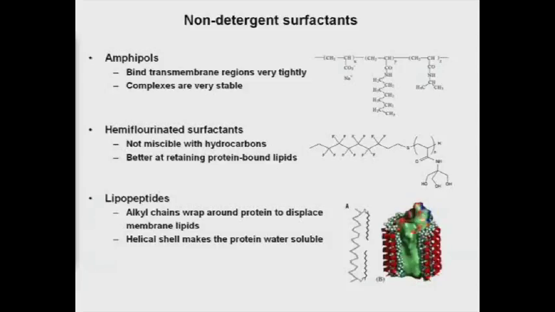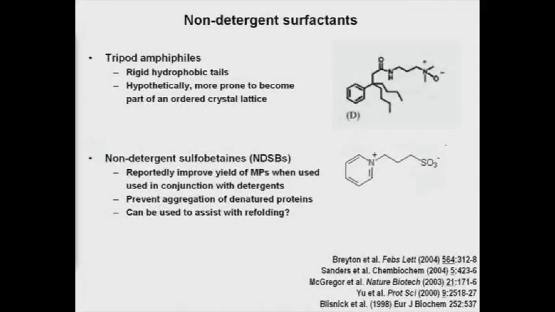Hemifluorinated surfactants are also something that have been experimented with, and these are interesting because they're not miscible with hydrocarbons, and so they therefore tend to be, at least theoretically, better at retaining protein-bound lipids. This is an example of a lipopeptide where we've got a helical peptide which has a hydrophobic alkyl chain covalently linked to the inside of the helical peptide. And like these amphipoles, you get this hydrophobic interaction with the transmembrane region of the protein and the helix forming a hydrophilic surface which keeps the protein soluble.